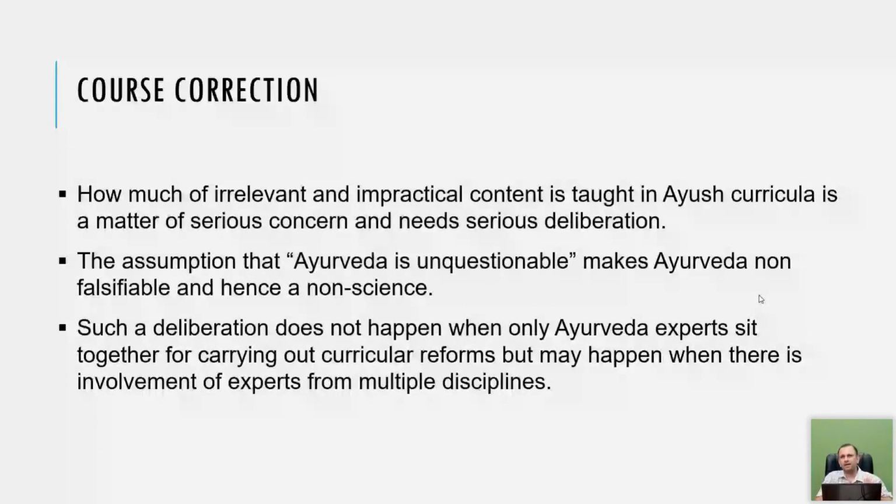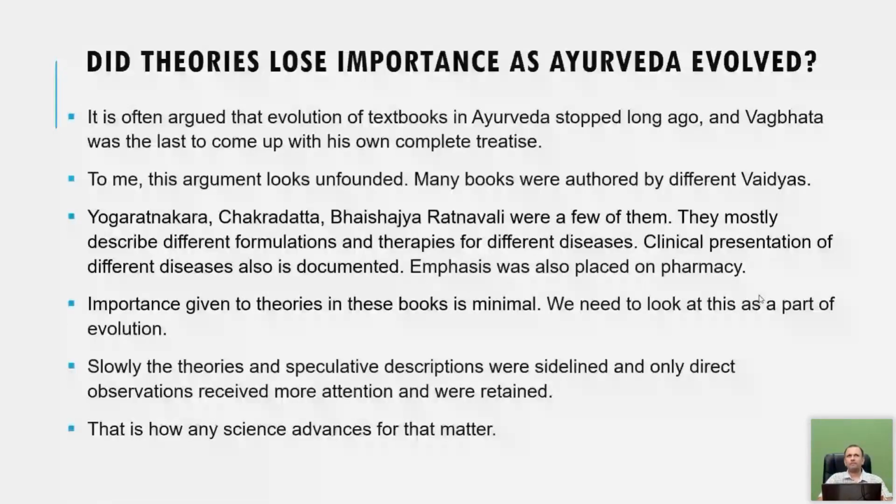Now, how to make course correction? How much irrelevant and impractical content is taught in Ayush curricula is a matter of serious concern, and this needs serious deliberation. For example, in Ayurveda Kriya Sharir or Vikriti Vignan, hundreds of hours of teaching are dedicated to these theories. And many of these theories may not be practically applicable. So the assumption that Ayurveda is unquestionable makes Ayurveda non-falsifiable and hence a non-science. Such a deliberation does not happen when only Ayurveda experts sit together for carrying out curricular reforms. But it may happen, of course, I'm skeptical when I say this, when there is involvement of experts from multiple disciplines. So this is one important argument that I'm going to make here.